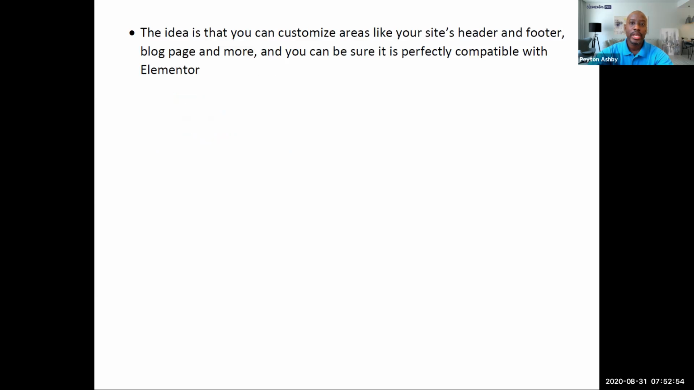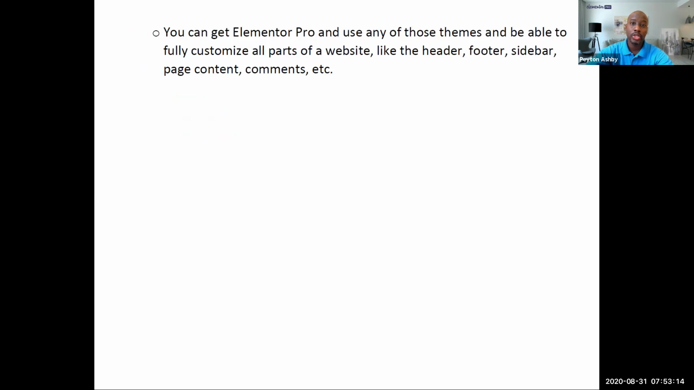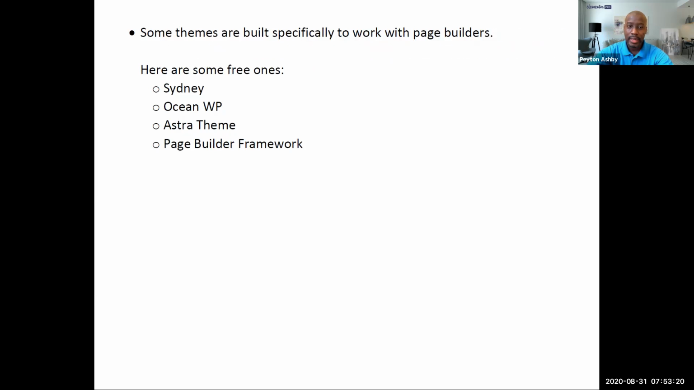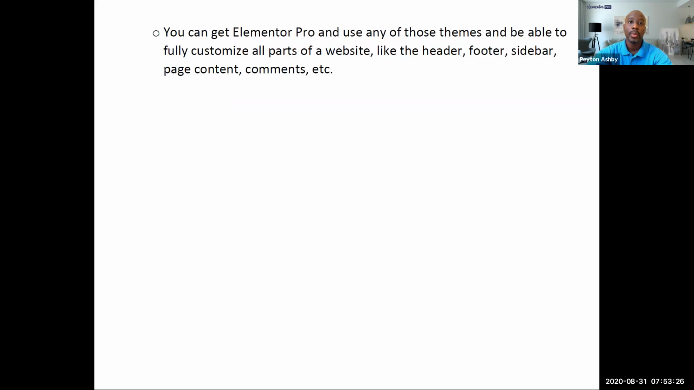Now, the idea here is that you can customize areas of your website, such as the header, the footer, the blog page, and other sections, and you can still be sure that it's compatible with Elementor. You can also get Elementor Pro and use any of the themes that I mentioned before, like Sydney, OceanWP, Astra theme, Page Builder Framework. So you can get Elementor Pro and still use any one of those themes, and you can customize pretty much everything.